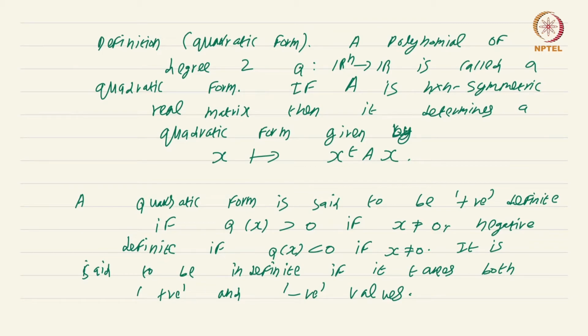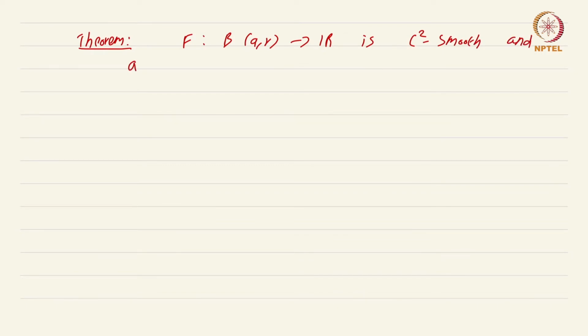Okay, now I'm going to prove a theorem that characterizes the nature of the critical point using the nature of the quadratic form determined by the Hessian. So the theorem is as follows. I am sure you would have used this theorem, at least the special case when n equal to 2 or 3, in a basic course in multivariable calculus. So the setup is as follows: f from BAR to R is C2 smooth, and A is a critical point.